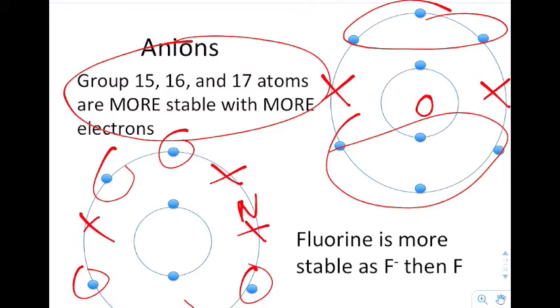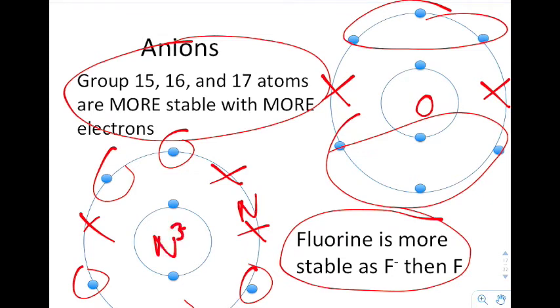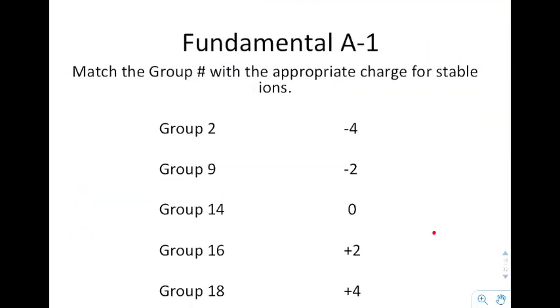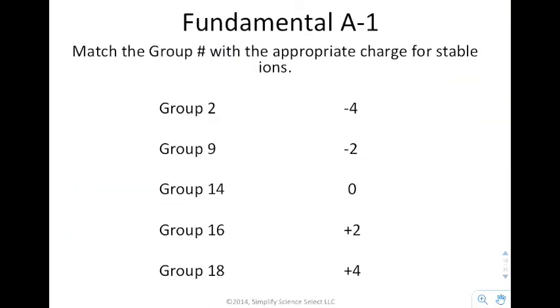With fluorine, fluorine is more stable as F- than it is as F. Nitrogen is more stable as N3-. Oxygen is more stable as O2-. So match the group number with the appropriate charge for a stable ion.